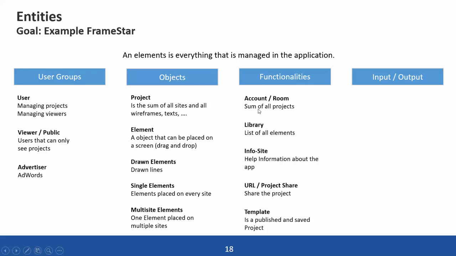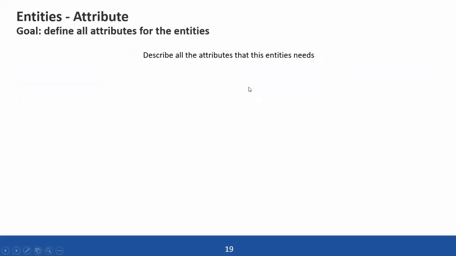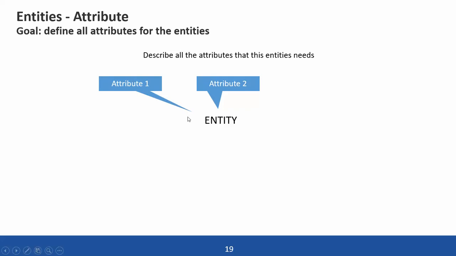Other functionalities like account, library, info site, and also input output like the secure code that is downloaded and uploaded to change the password because I do not have an email address or something like that. You can see these are all my objects, and every object I must describe properly in a screen, in a function, in a process. But all the entities also have attributes, so every entity can have different attributes.